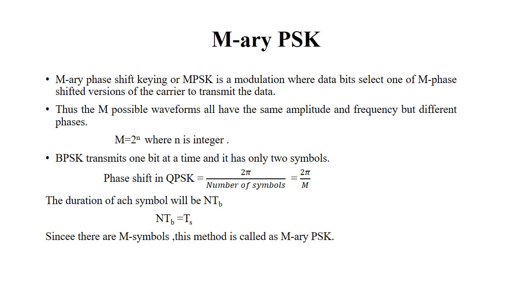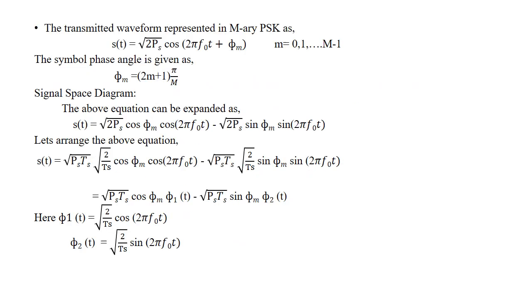The phase shift in QPSK is 2 pi by the number of symbols, that is, 2 pi by M. The duration of each symbol will be nTb, that is, nTb is equal to Ts. Since there are M symbols, the method is called M-ary PSK, and the transmitted waveform is represented in M-ary PSK as s(t) equal to root 2Ps cos(2 pi f0 t plus phi m).